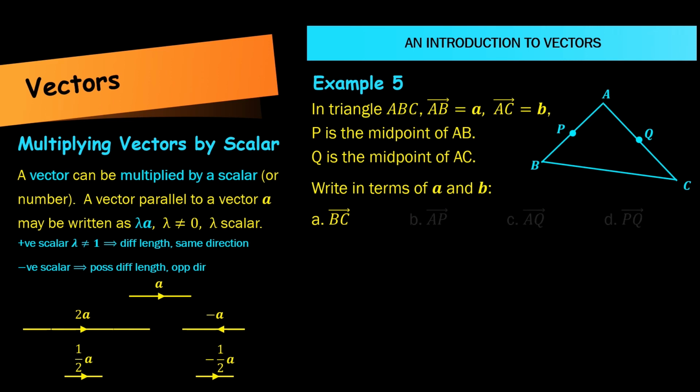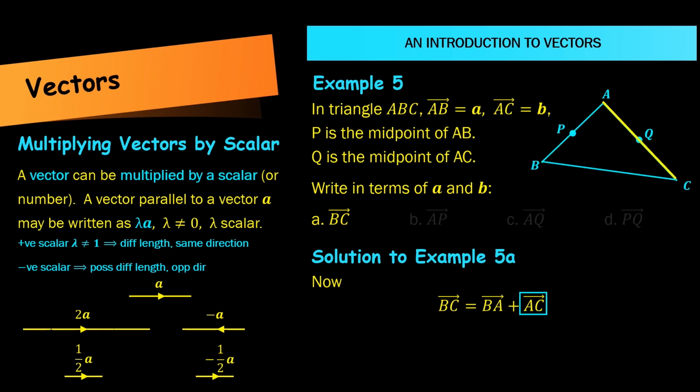So let's solve example 5a first. The vector BC is equal to BA plus AC. Now BA is equal to minus a, since AB equals a, and AC is equal to b. So vector BC is equal to b minus a.